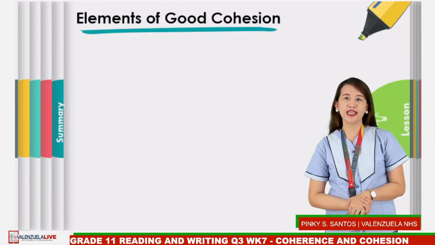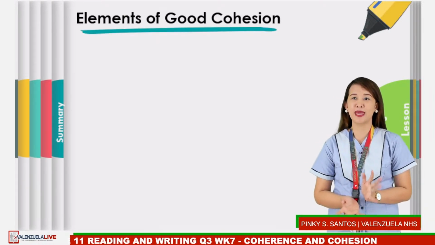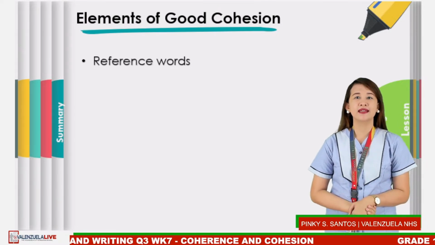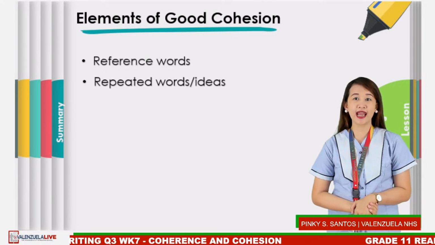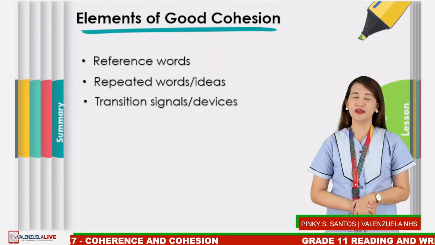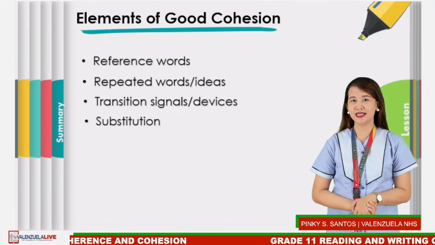Good cohesion is achieved through these main methods. First element is reference words. Next is repeated words or ideas. Next is transition signals or devices, and substitution.